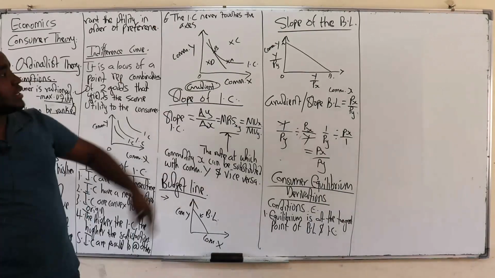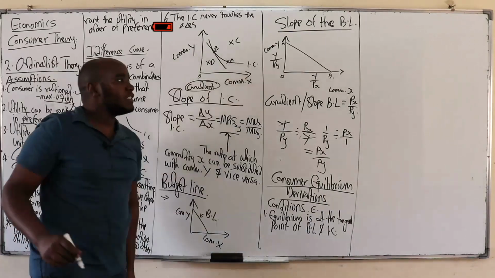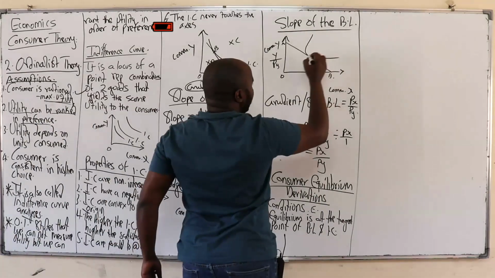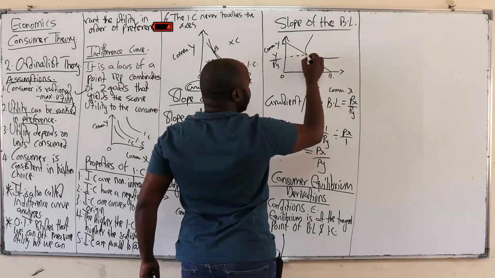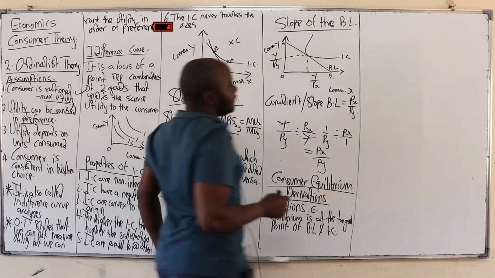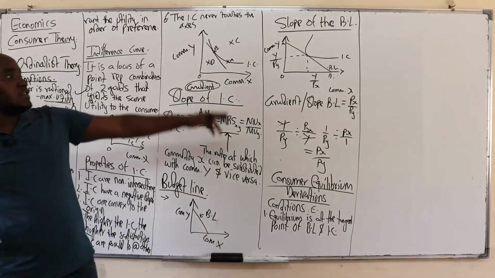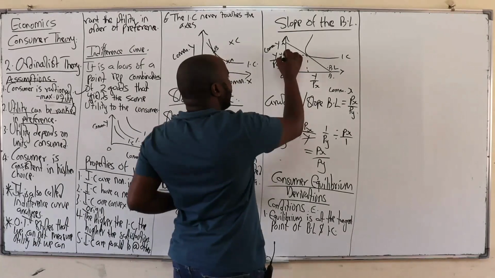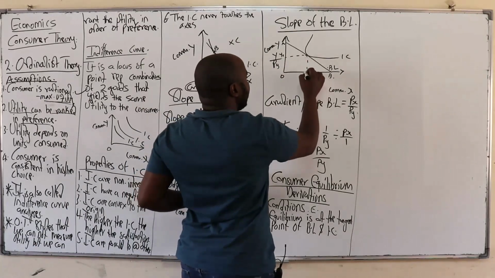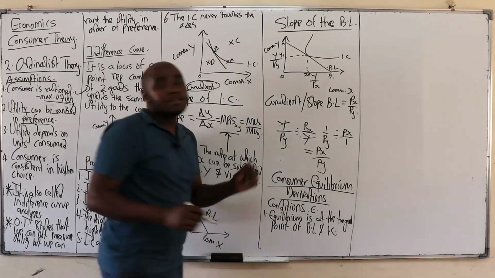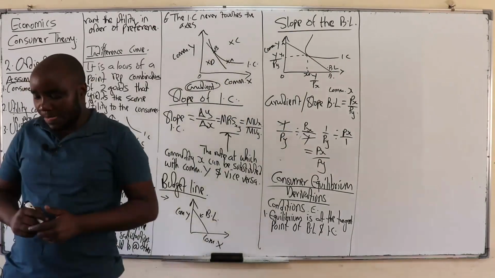That's what you're talking about. Assuming you have our budget line here, you can consume only at this point, whereby there is equilibrium. Assuming this is our IC and this is our BL, this is the point of equilibrium. That is commodity Y equilibrium and commodity X equilibrium. Are you together?